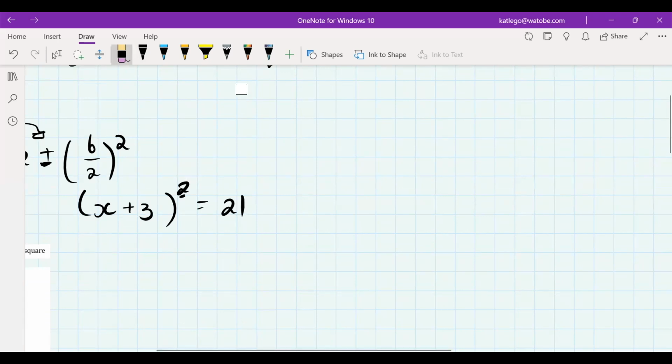Okay, I hope I explained well. Ma'am, is it necessary for us to use the square root? Yes, because we are solving for x. If you leave it here, you have not answered the question fully. Okay.